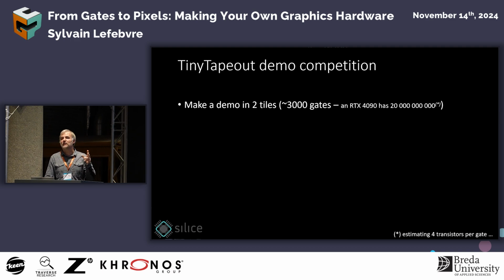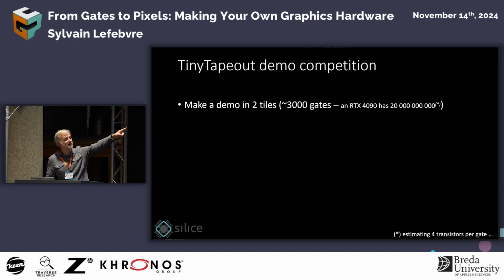Right? So 2 tiles is roughly 3,000 gates. And by gates, I mean AND, OR, XOR, and so on. So a gate is actually simpler than the lookup tables, because the lookup tables I showed you normally have at least 4 inputs, so they represent many gates. So here it's really, really small.